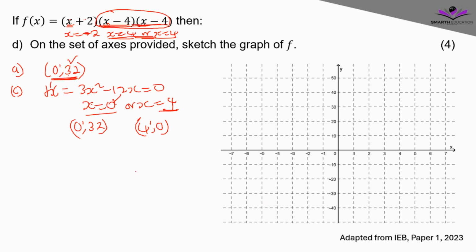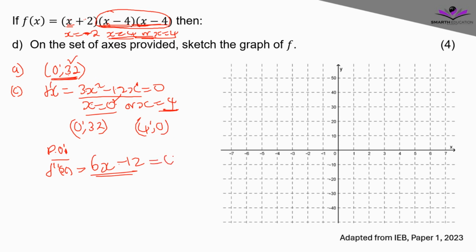What do we need? We need the point of inflection. For the point of inflection, we have to find the second derivative. So we're deriving 3x squared minus 12x. 2 times 3 is 6, then x to the power 2 minus 1 is 1. Then 1 times negative 12 is negative 12, and x to the power 1 minus 1 is x to the power 0, which is 1, so it disappears. This is the second derivative.